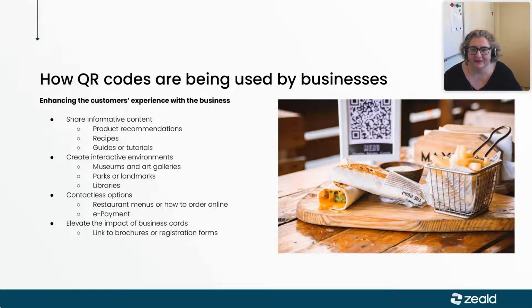Libraries are using them a lot as well. And of course, businesses use them to help give contactless options. Contactless options are sticking around, even though people are maybe not as nervous about COVID. There are a lot of people that still need or want contactless options. So restaurant menus, how to order online, and having e-payment, having the QR code enabling those options is really a nice way to streamline your contactless process.